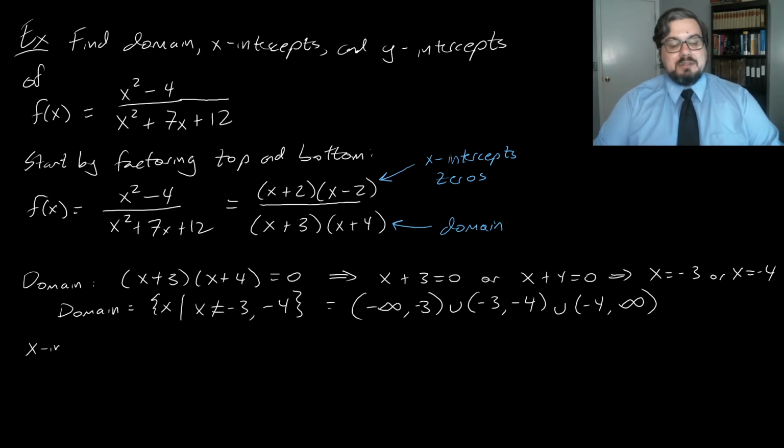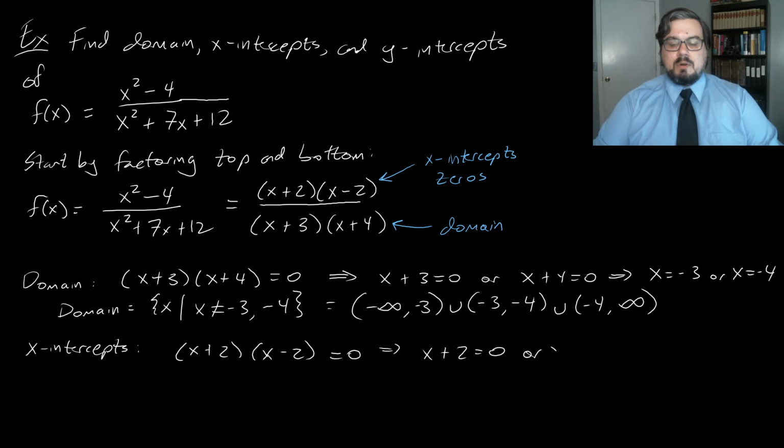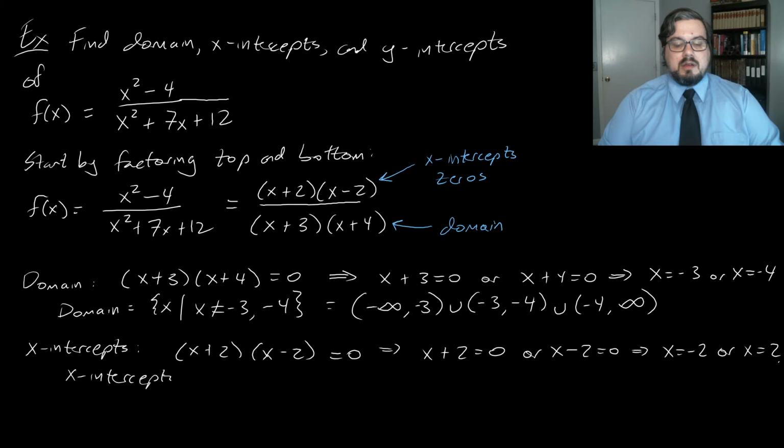Let's find our x-intercepts. For our x-intercepts, we'll take the numerator and set it equal to 0. And that tells us that x plus 2 equals 0 or x minus 2 equals 0, which gives us x is equal to negative 2 or x is equal to 2. So our x-intercepts occur at the points negative 2, 0 and 2, 0.